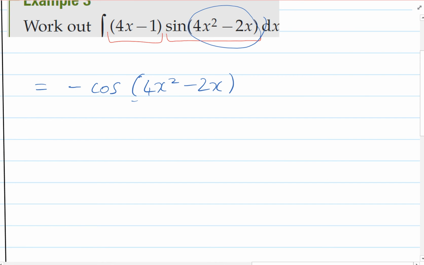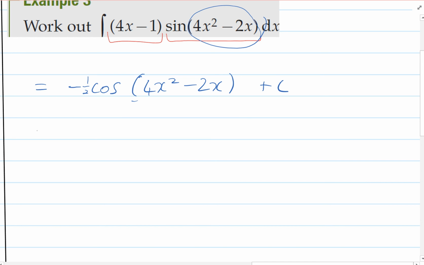And basically what we want to think about is, what does this function differentiate to? So that will differentiate to 4x minus 2. Sorry, 8x minus 2, which is a factor of this. And so this is double what we want our function to turn into. So that means that we're going to have to put a half in front of cos here. Okay, so that's our integral.